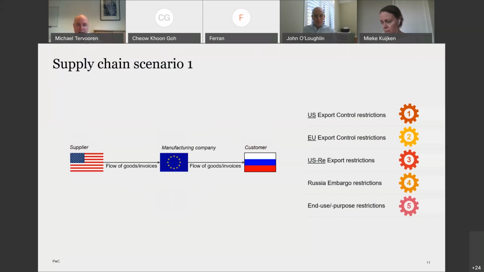But as said, Christine, our expert also on US export control law from Switzerland, might add also a little bit to this complexity.